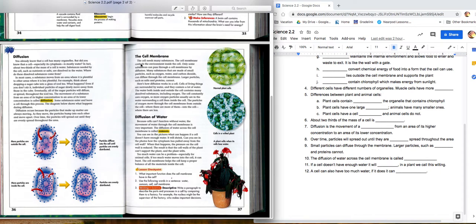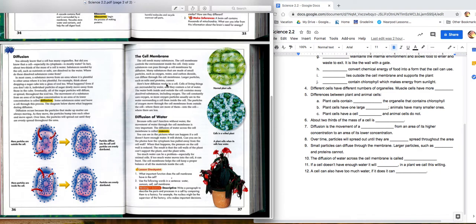Number 9 is coming over here on the cell membrane. The cell needs many substances. The cell membrane controls the environment inside the cell. Only some substances can pass through a cell membrane by diffusion. Many substances are made of small particles, so they can diffuse across the membrane. Give me some examples. Oxygen, water, carbon dioxide. Those can diffuse across a cell membrane. Number 9, larger particles though, such as salts and proteins, cannot get in there. So we're saying, okay, if you can't just diffuse there, how are you going to get there?